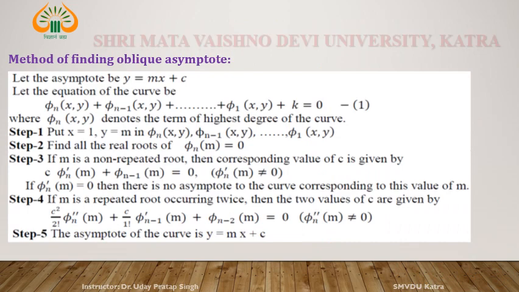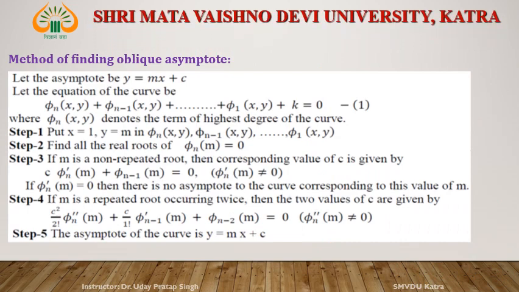Now, what is the method of finding the oblique asymptotes? Let us see. The method of finding the oblique asymptotes is as follows. What is an asymptote? An asymptote is basically a straight line, right? What is the equation of a straight line? y is equal to mx plus c, right? Then there are two parameters, one parameter is m, another parameter is c. If we are able to find out m and c, then we know the equation of the straight line, right? That is, we know the equation of the asymptote.